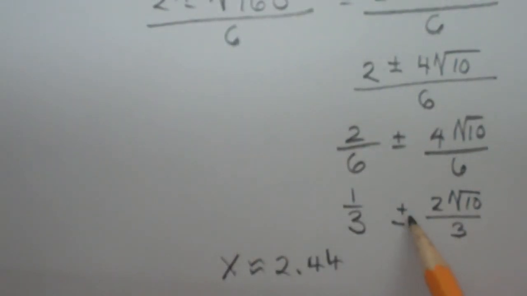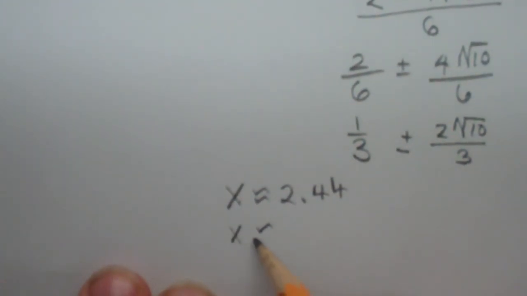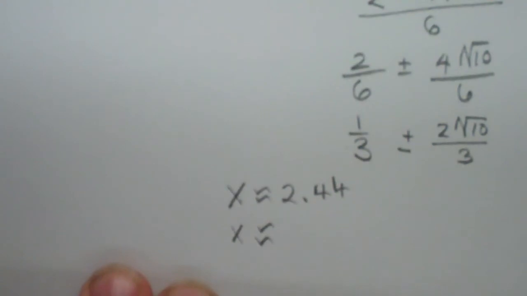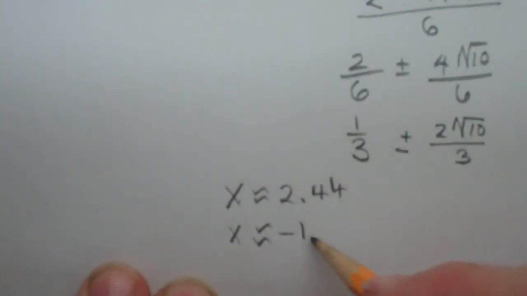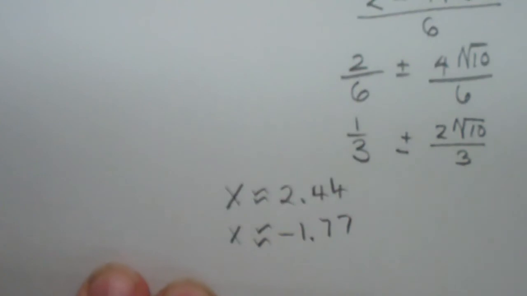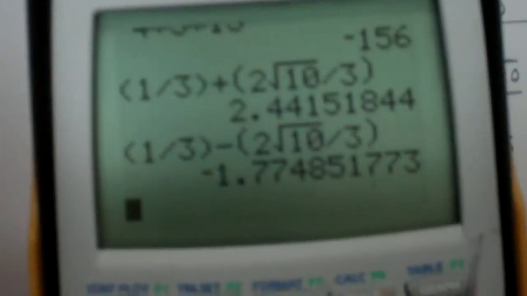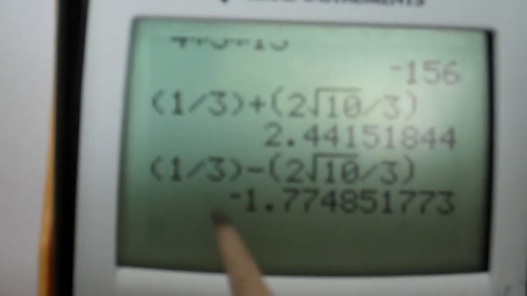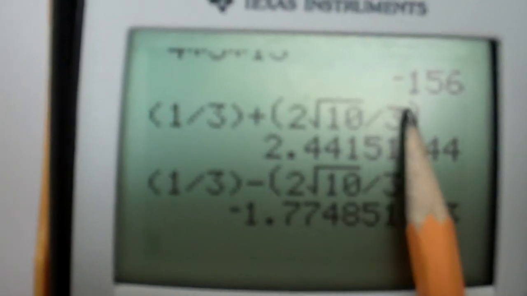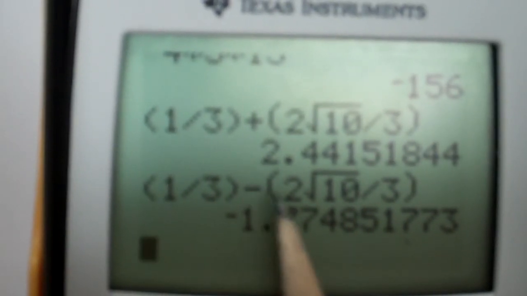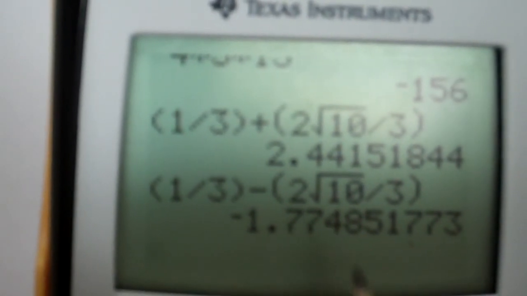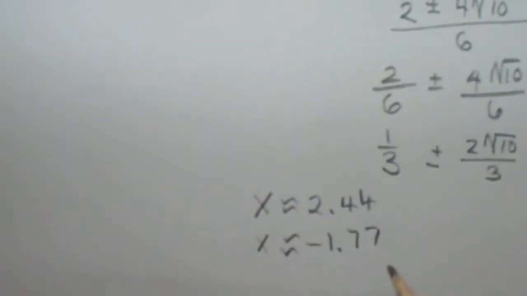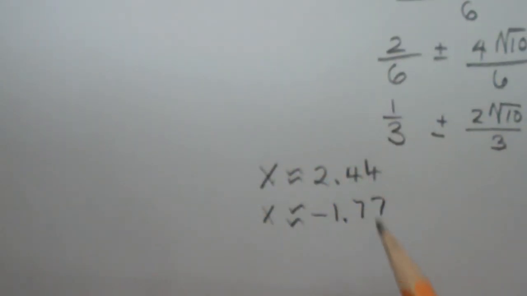And the other possibility is when we subtract, so that's going to be 1/3 minus 2 radical 10 over 3, and that gives us negative 1.77 when rounded to the nearest hundredth. Here is that. See, here are our two possibilities, 1/3 plus 2 radical 10 over 3, and 1/3 minus 2 radical 10 over 3, rounded to the nearest hundredth. And here are the two best answers.